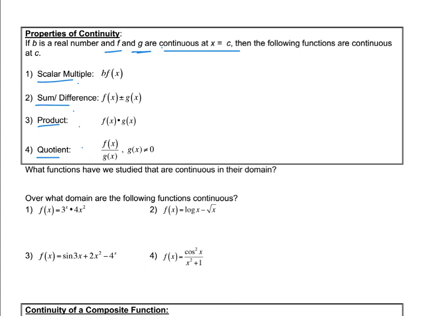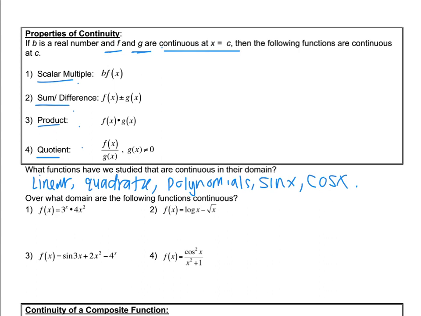So in terms of what functions we've seen that we know are continuous, we've studied lots of continuous functions. You could think back to the basics when you started several years ago in high school, at least. Linear functions, those are continuous on the entire domain. Quadratic functions, most polynomials, and lots of trig functions as well. So we know sine of x, we know cosine of x is continuous. So we've seen a lot of functions that are continuous over their entire domain.